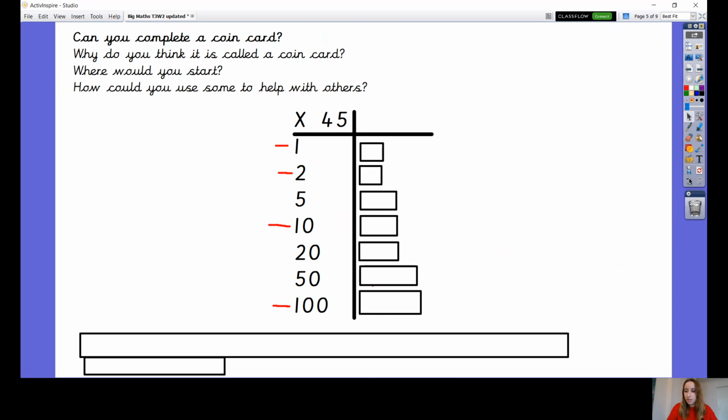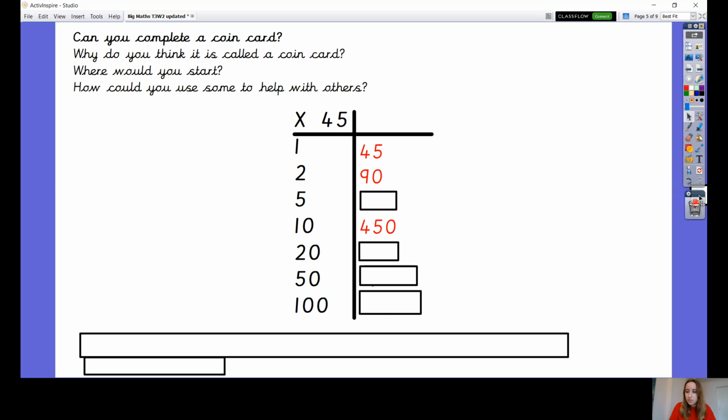Okay, we will check those then. So 1 times 45 is of course 45. 2 times 45, we double that. Double 40 is 80 and double 5 is 10. Put 80 and 10 together, we have got 90. So 2 times 45 is 90.